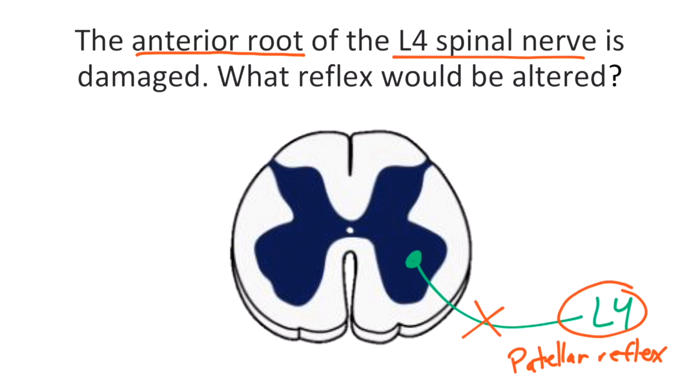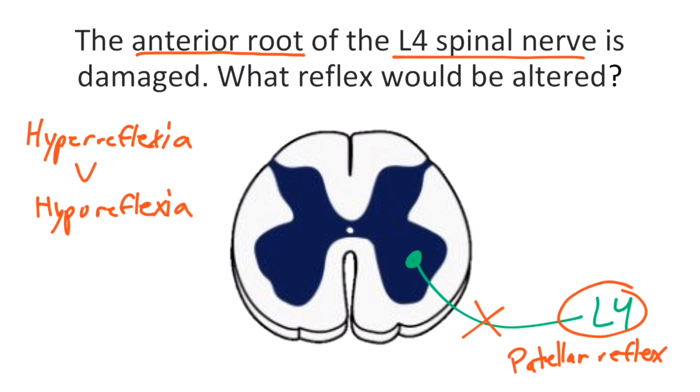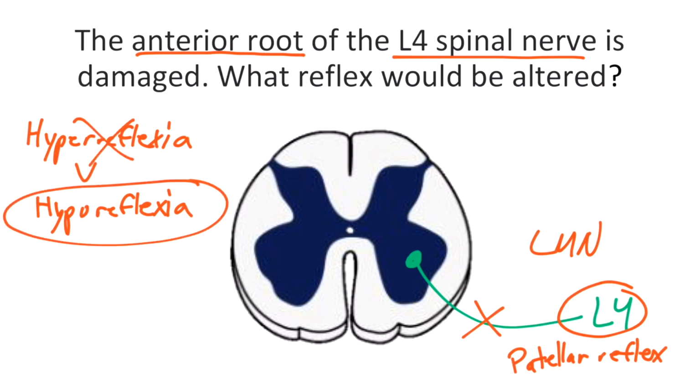If we were to extend the question, we could ask whether the patient would demonstrate hyperreflexia or hyporeflexia. Well, since the spinal nerve is the lower motor neuron, we would expect lower motor neuron signs, which includes hyporeflexia, not hyperreflexia. This section is not meant to be an upper motor neuron lesion discussion, so please refer to section 2 of this chapter for more information on that.